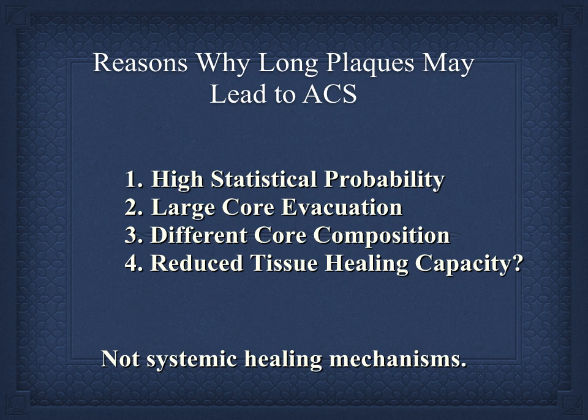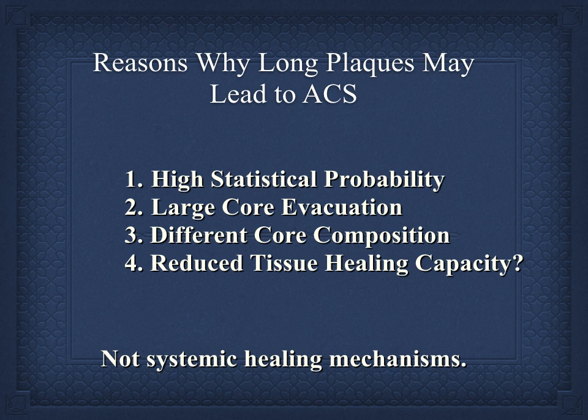Now, there's numerous reasons why long cores will increase the likelihood of ACS. One is statistical probability. They're longer, so there's more areas for it to occur. Core evacuation may contribute to it. We generally don't see it on histology, but we sample every 500 microns. So do longer cores evacuate more than smaller cores? That's not been established. Is the composition of cores different when they're long? Is the center just more thrombogenic? That's not clear, but what we feel strongly about is they have a reduced healing capacity, and we'll go into that a little bit later.